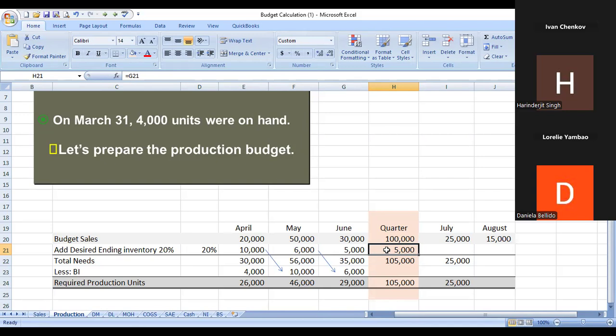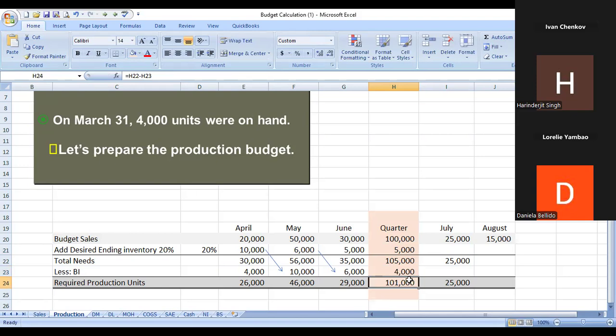Do you understand this logic? Ending balance for the quarter is the ending balance of the last month of the quarter. So in total, we need 105,000 units. But hold on a second. At the beginning of the quarter, we had the beginning balance. What's the month of the beginning of the quarter? April. What was the beginning balance in April? 4,000.